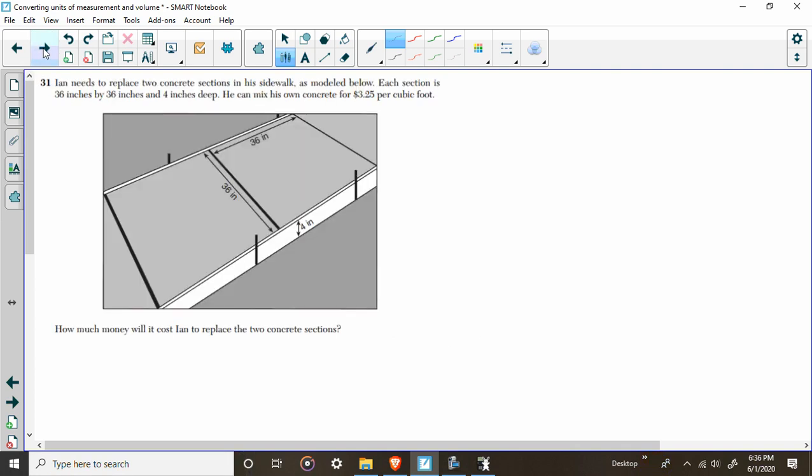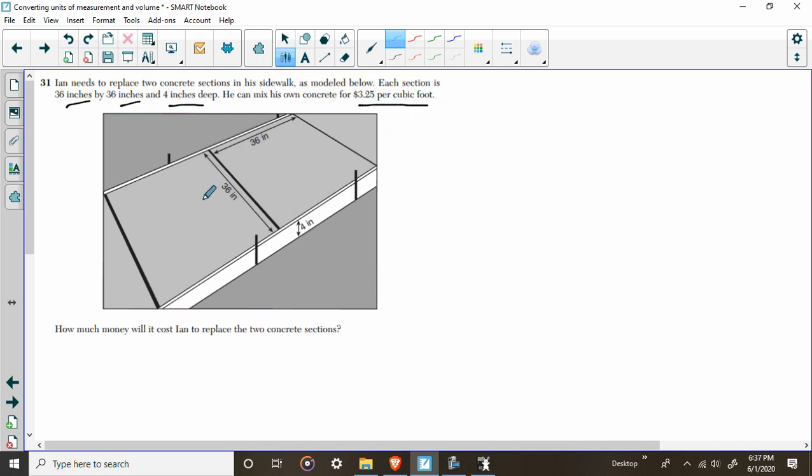This other one is a little bit trickier. Ian needs to replace two concrete sections in the sidewalk as modeled below. Each section is 36 inches by 36 inches and 4 inches deep. He can mix his own concrete for $3.25 per cubic foot. How much money will it cost Ian to replace the two concrete sections? First thing you need to notice is that's in inches, that's in inches, that's in inches. This is in cubic feet, okay?